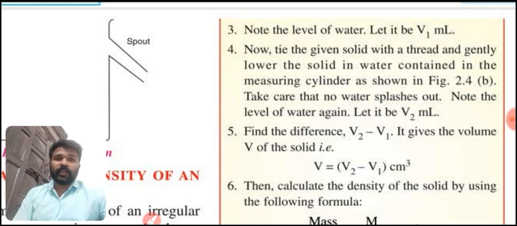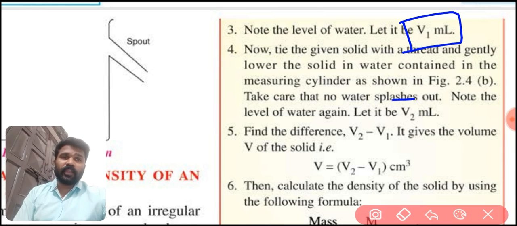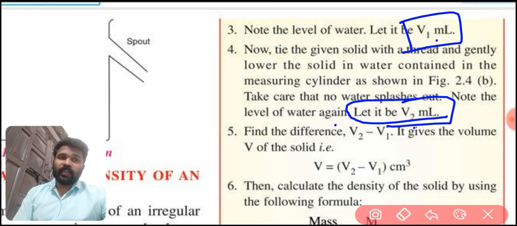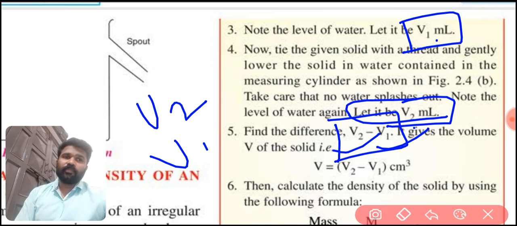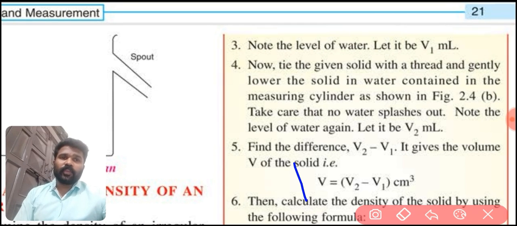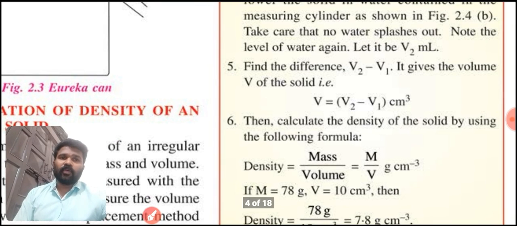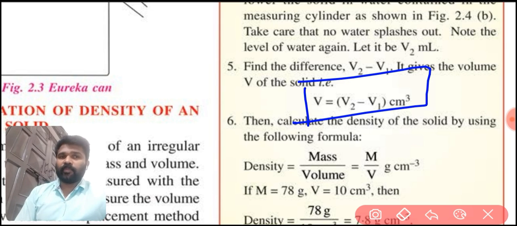What will happen? We know that the water level is V1. By keeping the stone in the measuring cylinder, the water level increases. The V1 will be changed to V2. Now we know the final level of the water, that is V2, and the initial level, that is V1. So how can we find out the volume? Volume can be found by using the relation V2 minus V1. V2 minus V1 will give the volume of the particular solid, in cm cube.